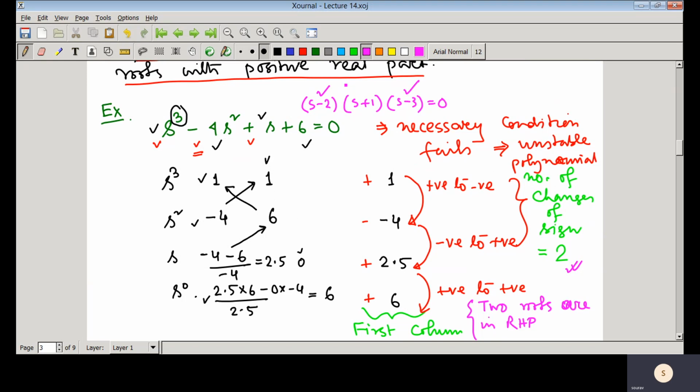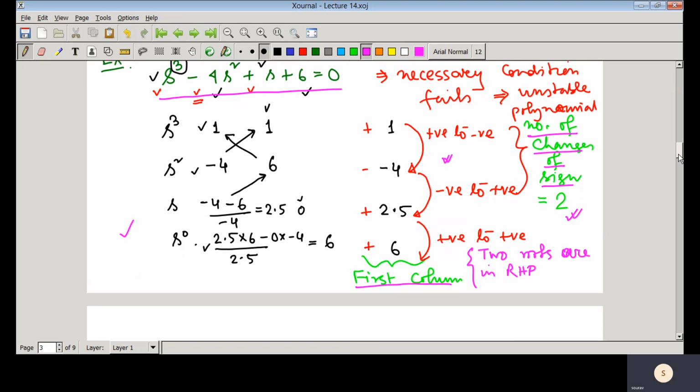It is very interesting to see, and it is a very powerful result in control theory. Whenever a polynomial is given, without finding any roots, we can say how many roots are on the right half of the S plane, or whether all roots are in the left half. If we just make the Routh table and look at its first column, the number of changes of sign is equal to the number of roots on the right half of the S plane.